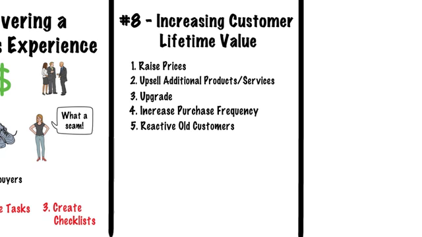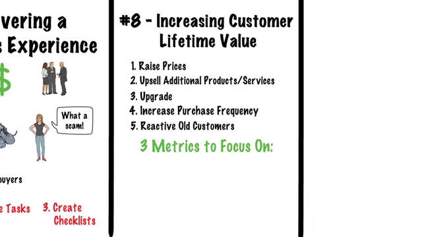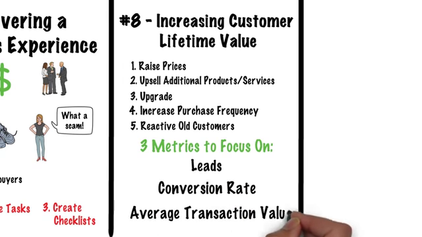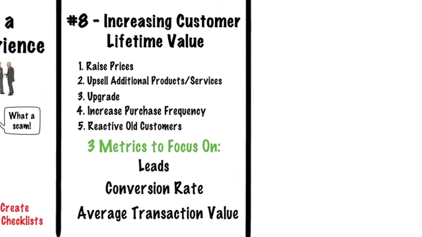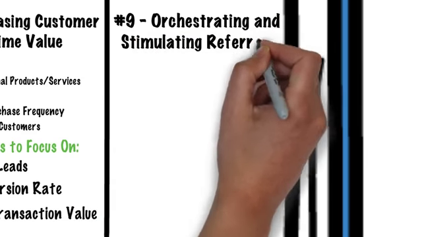In addition to these strategies, 3 metrics to focus on that have a disproportionately large effect on your bottom line are leads, conversion rate, and average transaction value. If you can increase these 3 numbers, you're virtually guaranteeing growth in your business. The 9th and final point is orchestrating and stimulating referrals.